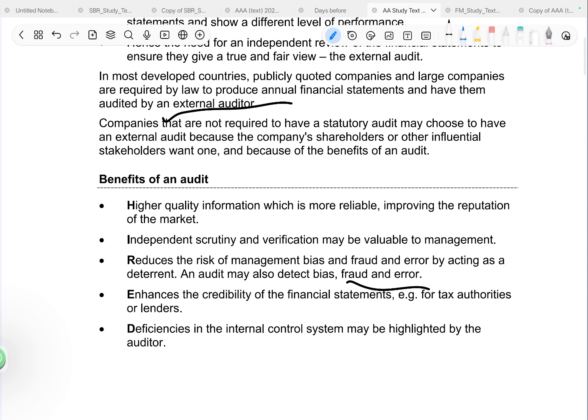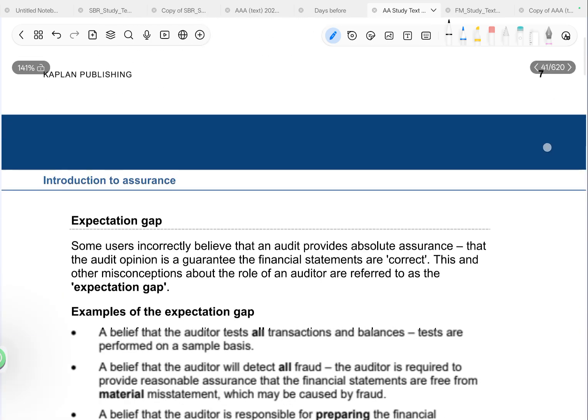Another benefit is that audit enhances the credibility of financial statements. For example, banks rely on audited financial statements before giving loans. Tax authorities may trust audited reports more. Investors feel more confident investing in audited companies. Finally, auditors can also identify deficiencies in internal control. This means weaknesses in the company's systems and processes. Where these weaknesses are reported, the company can improve its internal system and reduce future risk.